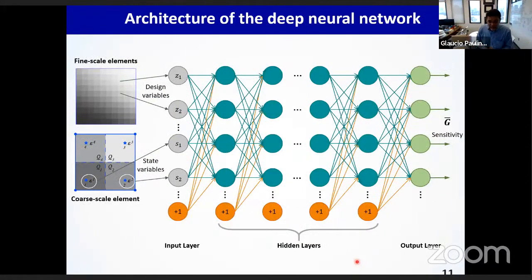So here is the architecture of our deep learning model. Essentially, in our input layer, in the fine scale elements, we have the design variables. And for our state variables, in the coarse scale, the coarse grain information, we have the strains over there and the displacements. We have some hidden layers, and the output is the sensitivity that can be obtained then without solving the state equations directly.